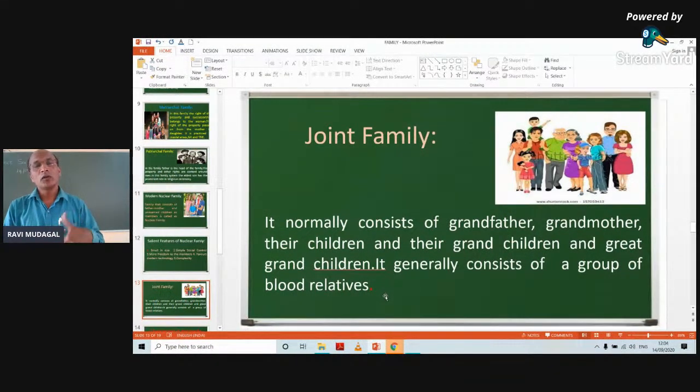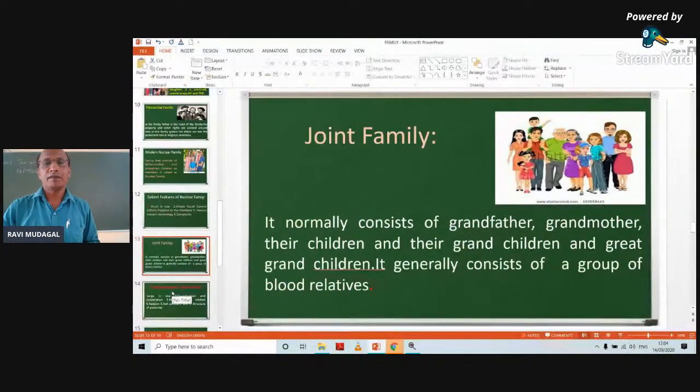As I told you, we should focus on the characteristics of joint family and nuclear family. We can identify the joint family and nuclear family on the basis of the characteristics. Hopefully, you have understood the meaning of joint family and the meaning of nuclear family. Hopefully you have enjoyed the image of joint family. Before that, you understood the meaning of the nuclear family and its characteristics, its features. Now, let's move on to the characteristics of joint family.